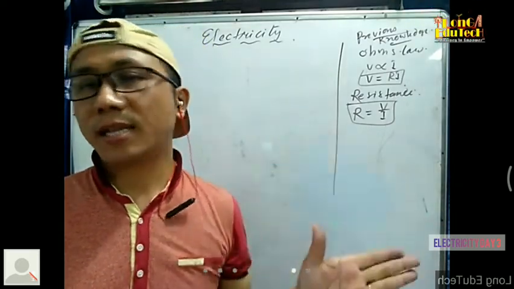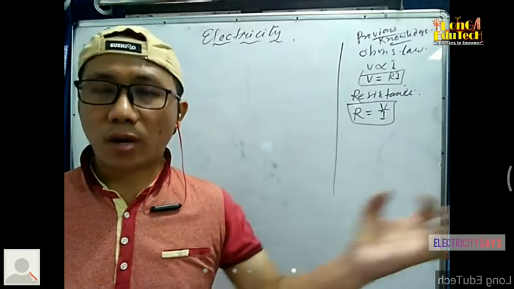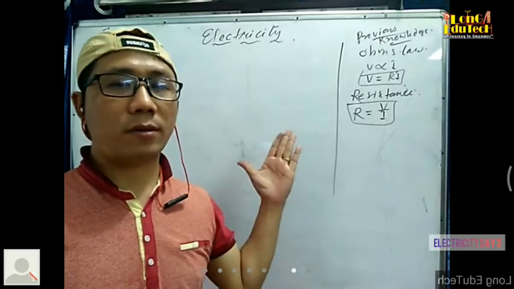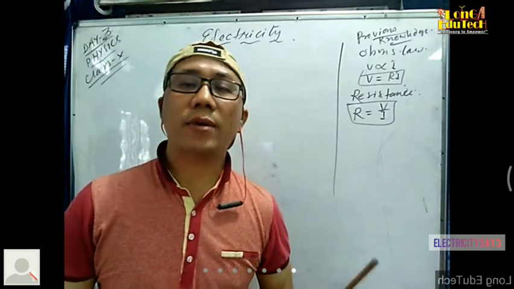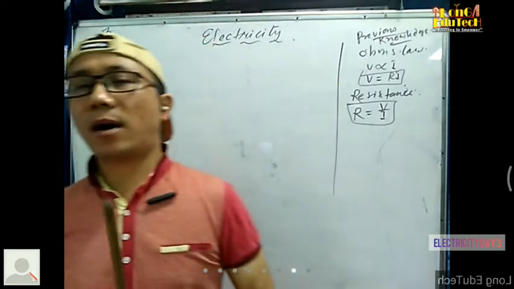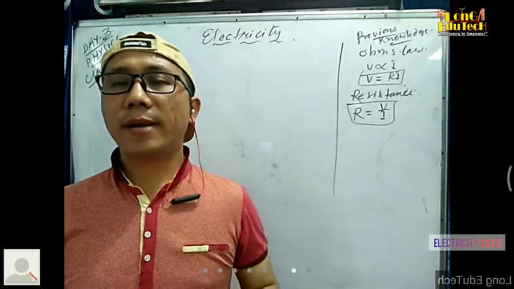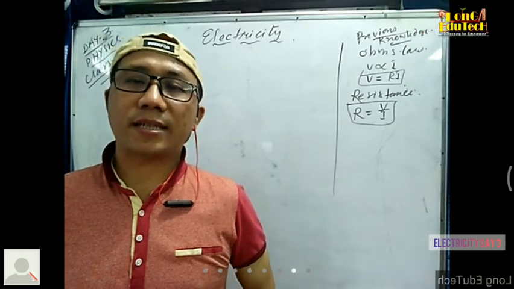Any conductor has a property that tries to slightly stop the flow of current. That is called the resistance. That we already know. So today in our class we are going to study the equivalent resistance, and also the types of the connections.